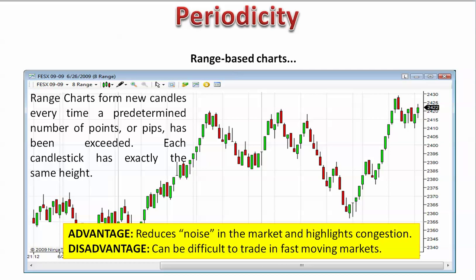Then you've got range. Range forms a new candle every time a predetermined number of points or pips is exceeded. Now let me just explain something here. Points or pips. Pips, of course, we're relating to Forex. Now we have three different things here. We've got ticks, points, or pips.